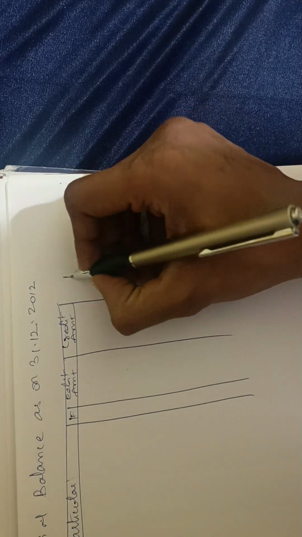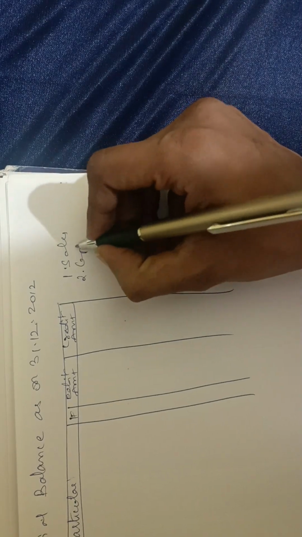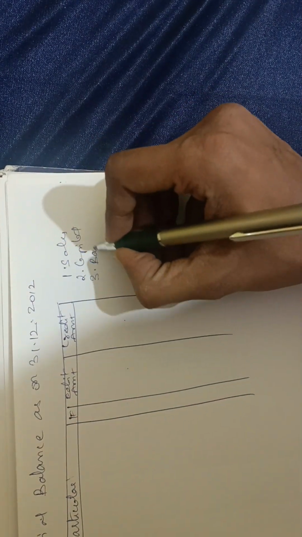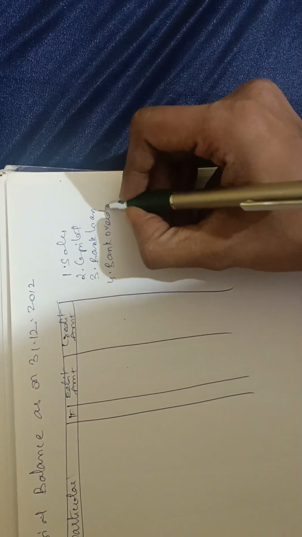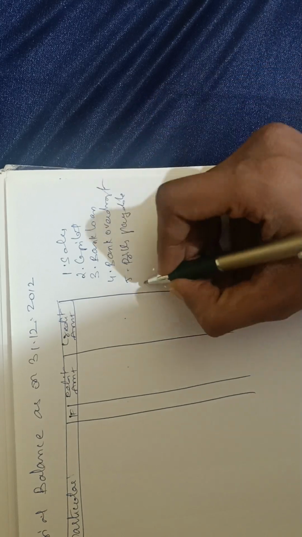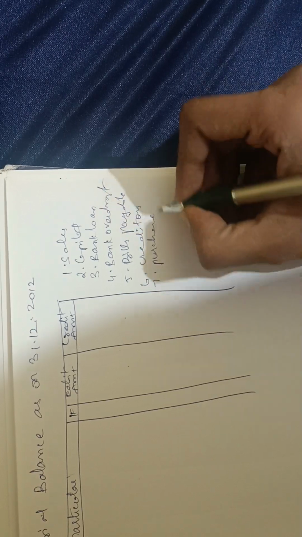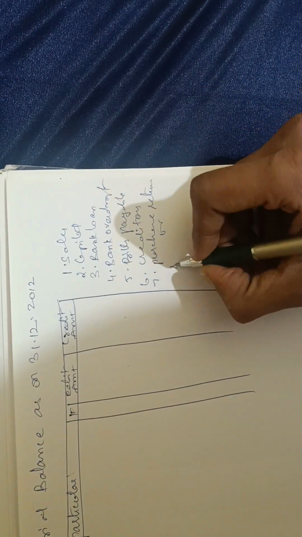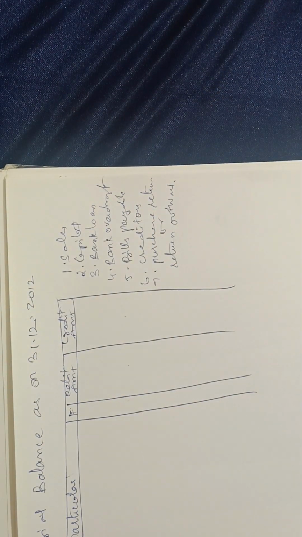First, sales. Just remember these entries, I will explain what they are. Sales, capital, bank loan, bank overdraft, bills payable. Sixth entry, creditors, and seventh is purchase returns. One more name for purchase returns is return outward. Just remember the 7 entries: sales, capital, bank loan, bank overdraft, bills payable, creditors, purchase returns or return outward.